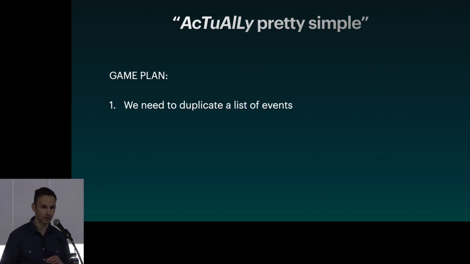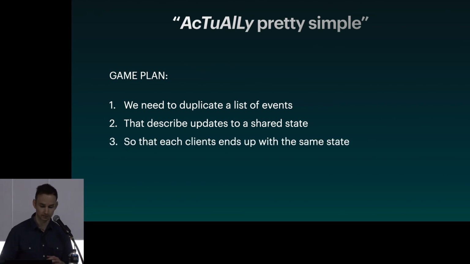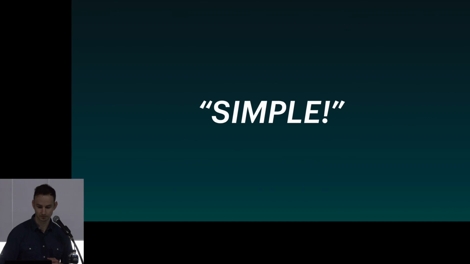Here's the game plan. Here's what we're going to do. We're going to reproduce the existing user experience that everyone is already used to today, but make it secure. And we're going to do that by duplicating a list of events. This list of events describes updates to a shared state so that each client, each end user device, each iPhone, each iPad, each laptop arrives at the same exact state. And we're going to encrypt everything. We're going to encrypt this list of events. That's our plan. It's pretty simple, right?